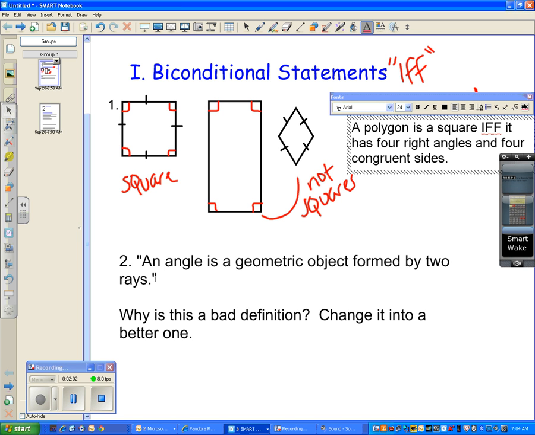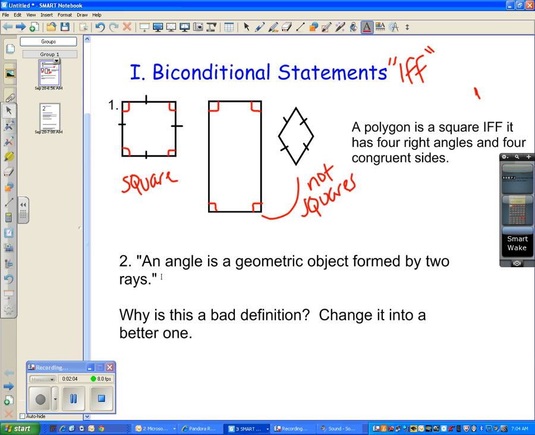What I want you to do for number 2 is I want you to change this. I'm telling you that this is a bad definition. An angle is a geometric object formed by 2 rays. This is something we learned in chapter 1. For number 2, tell me why this is a bad definition and change it into a better definition and a better biconditional statement.